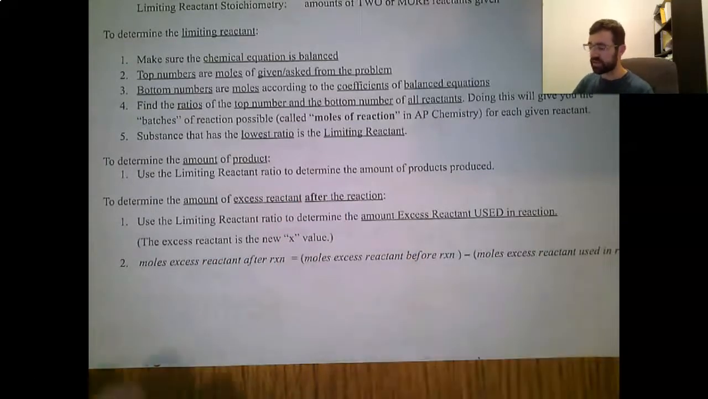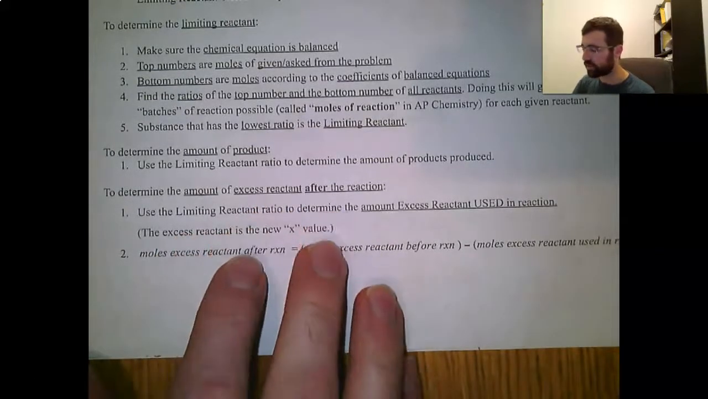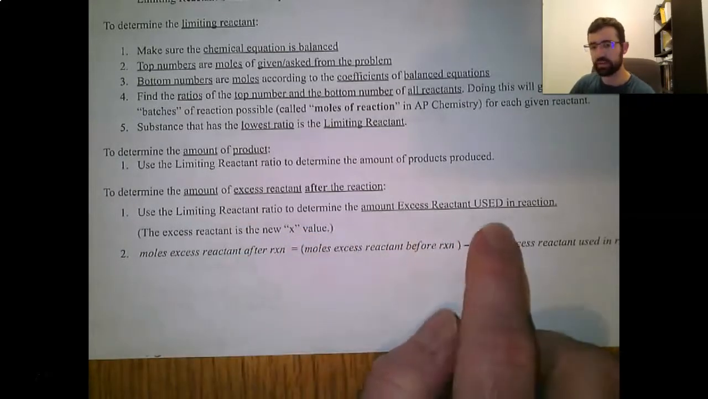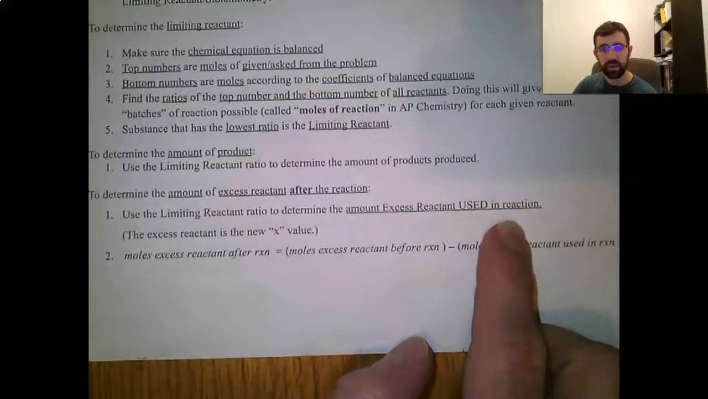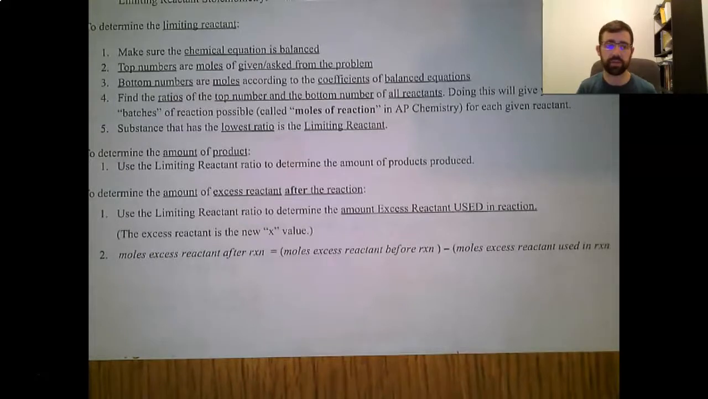To determine the amount of excess reactant that's left after the reaction, this is what we have to do. We're going to use the limiting reactant ratio to determine the amount of excess reactant used in the reaction. In other words, the excess reactant becomes the new X. So it's what we're looking for now. Once you determine which one's the limiting reactant and which one's the excess reactant, you can find out how much excess is used by doing the limiting reactant ratio and setting it equal to X over the coefficient of the excess reactant. We will do examples in just a minute.